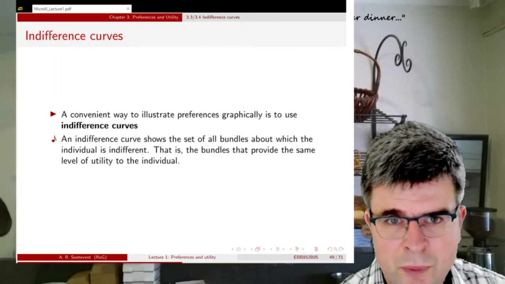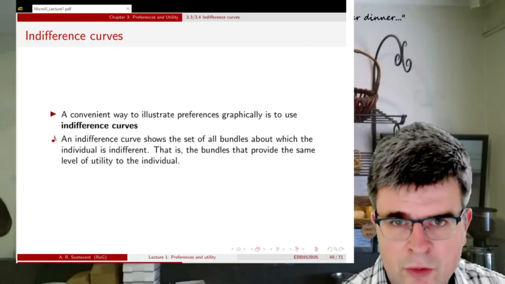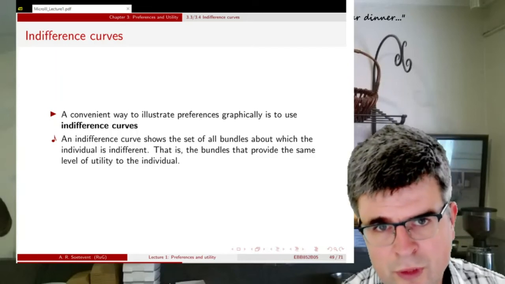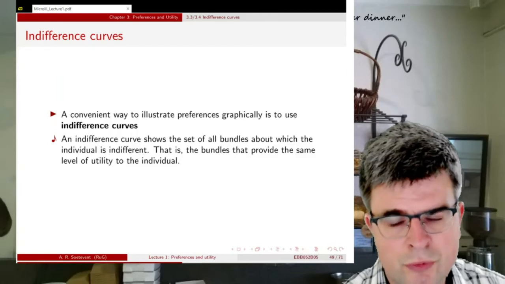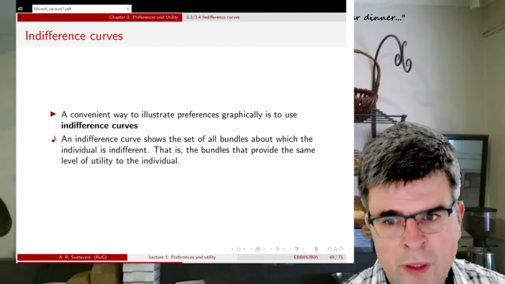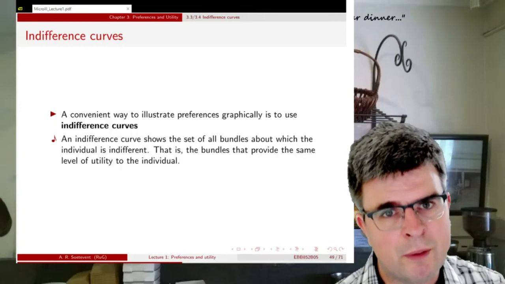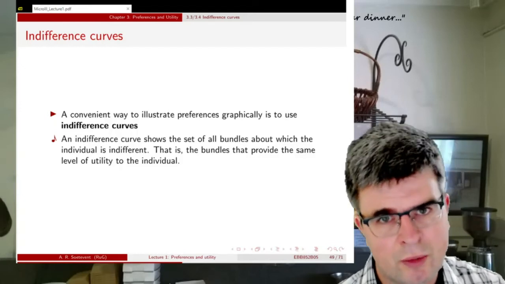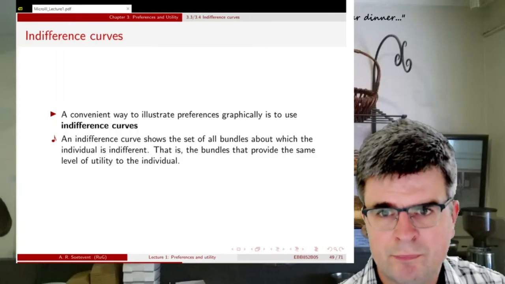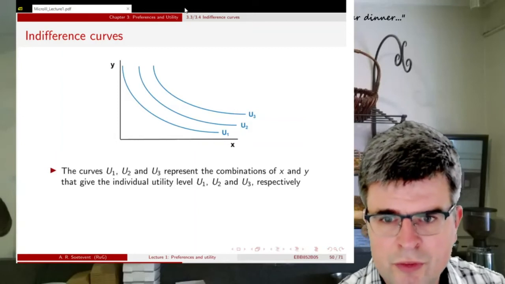A picture is sometimes worth 1,000 words. And also in this course, we will use a lot of pictures to clarify concepts. A convenient way to illustrate preferences in a graphical way is to make use of indifference curves. Now, indifference curves show the set of all bundles between which the individual is indifferent. So all bundles that provide the same utility to the individual are connected in an indifference curve. And these are the familiar indifference curves.